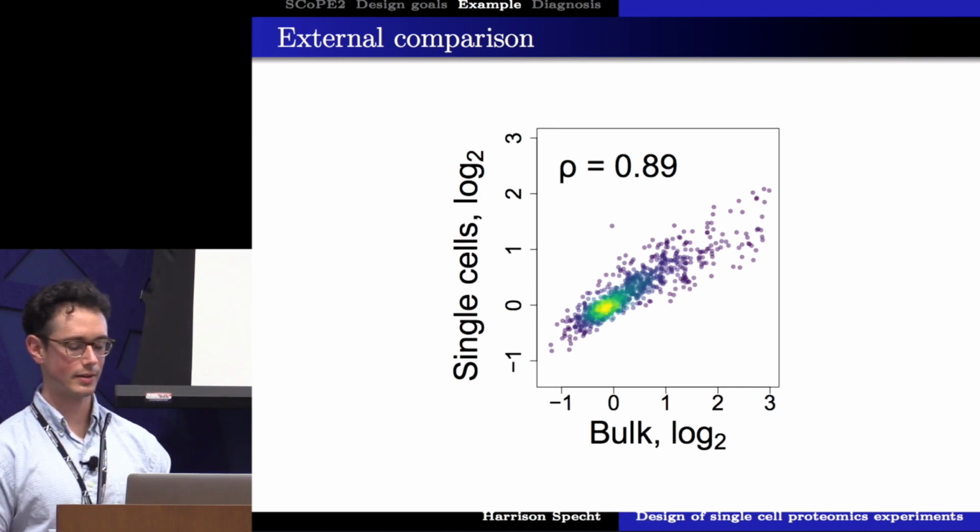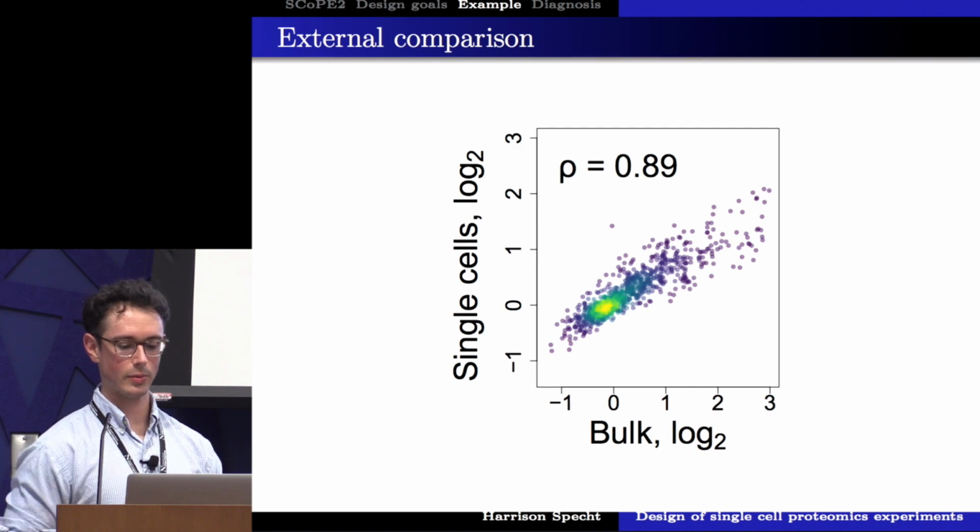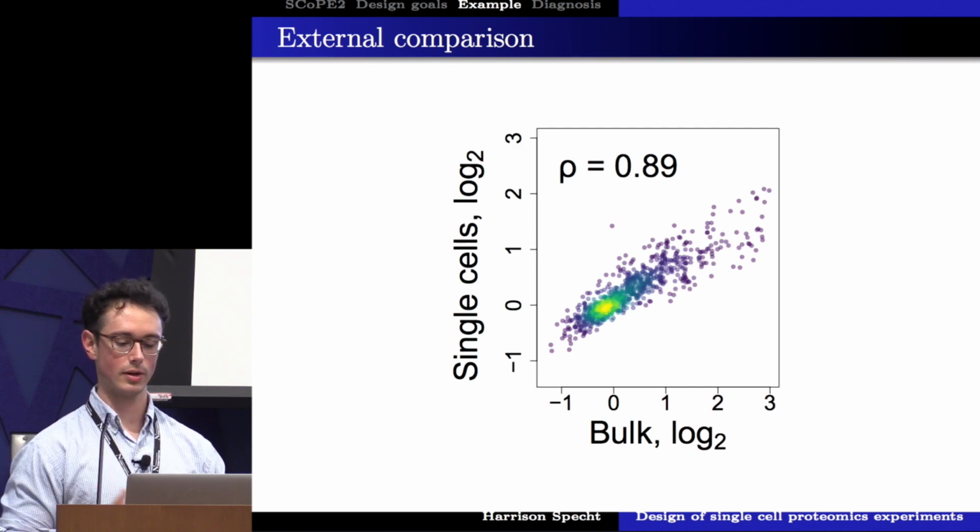When we do this sort of calculation, we do an in silico average of the proteins, and we compare it to bulk proteomic data that we acquired. We find very, very good agreement across many proteins. So therefore, we have much more confidence that the data that we've acquired is reflective of true signal.